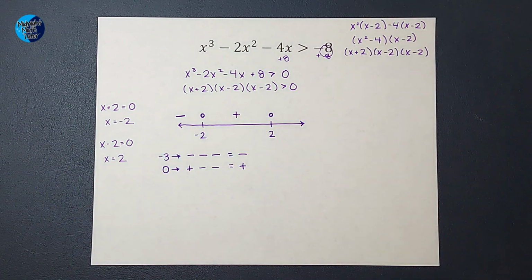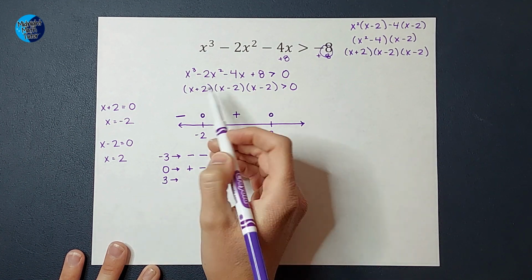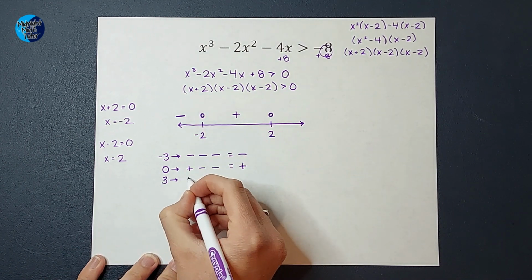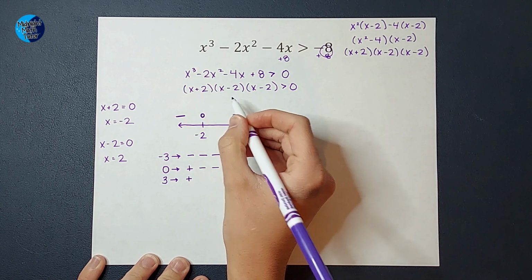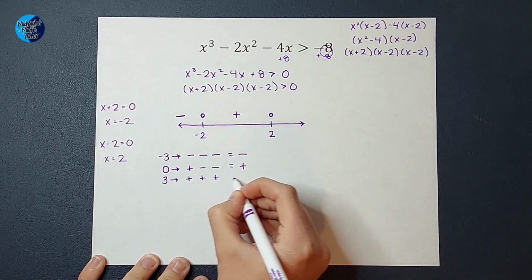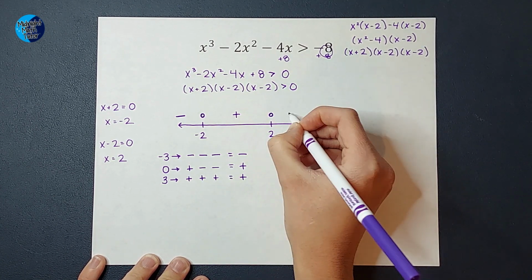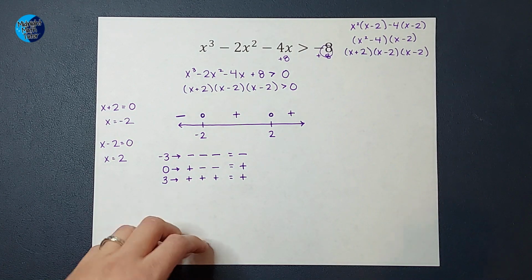Okay. All right. Now we need a number bigger than 2. You could pick like 1,000 if you wanted to, but I'm just going to pick 3. So let's plug in 3. 3 plus 2 would give me a positive. 3 minus 2 would give me a positive. And 3 minus 2 would give me another positive. Okay, 3 positives multiplied together would give me a positive. Okay, so this range is positive.